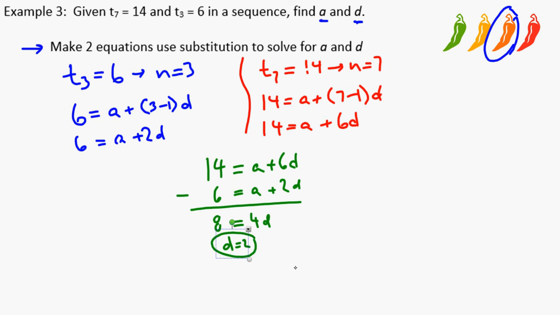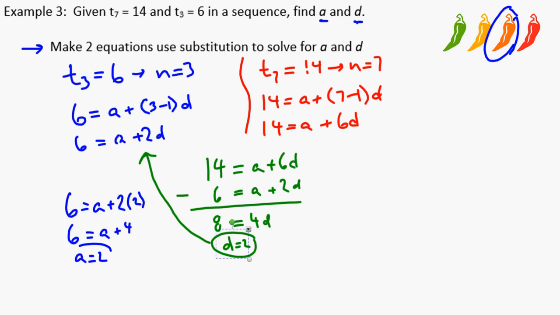How do I get A? Well, let's plug it back into here. So now I know 6 is equal to A plus 2 times 2. So 6 is equal to A plus 4. So A is also equal to 2. Alright. There we go. And let's do the last example. Let's go to the most spicy one.